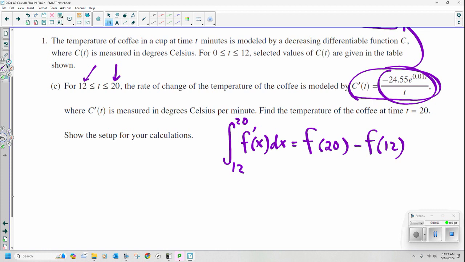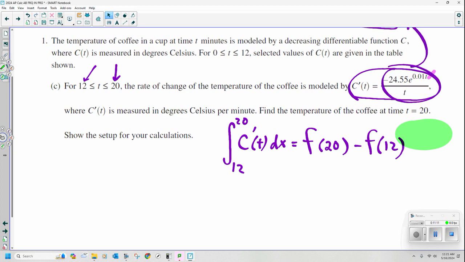So instead of f prime of c, we're going to use c prime of t because that's given to us right here. Let's make sure, what is that? That's a negative 24.55 e to the 0.01 t.